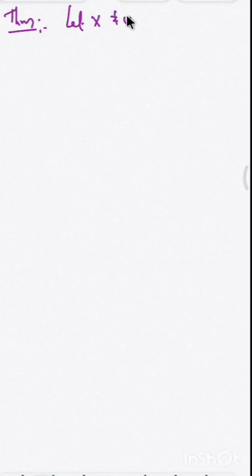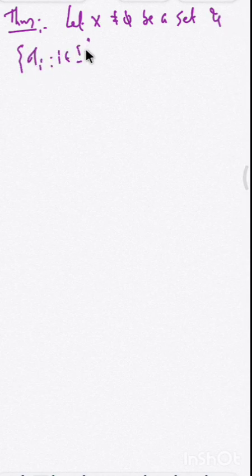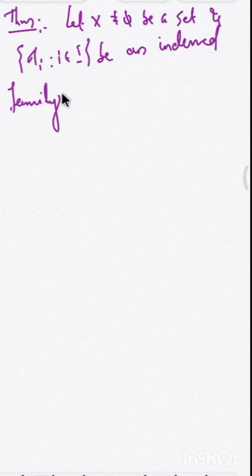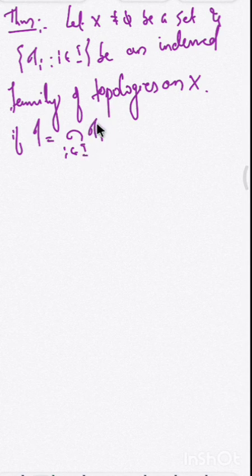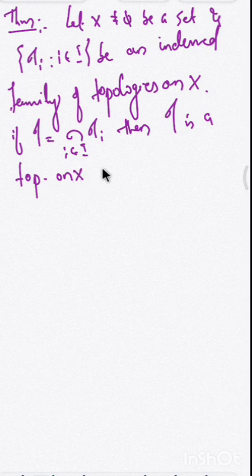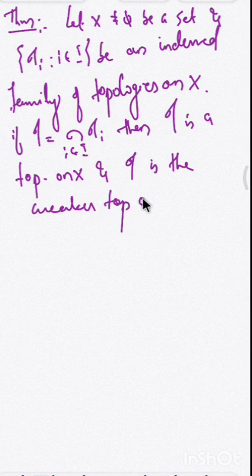Let X be a non-empty set and let the collection tau_i, i in I, be an indexed family of topologies on X. If tau equals the intersection over i in I of tau_i, that means tau is the intersection of all topologies on X, then tau is a topology on X, and tau is the least topology. Actually, tau is weaker than each tau_i, or each tau_i is stronger than tau. Okay, proof.